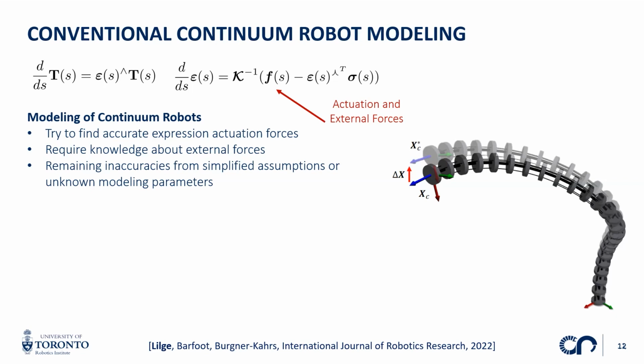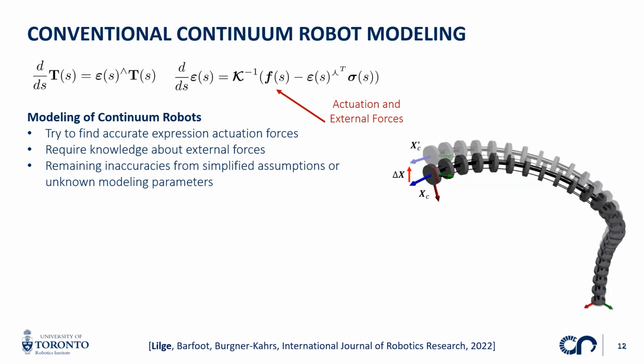And additionally, they usually also need knowledge about external forces to solve for the shape of the robot accurately. So these are already limiting factors. And especially if I try to find good expressions about how my actuation results in distributed forces on the body, often there are simplified assumptions that are made to lead to equations that are actually solvable in real time. One other problem is also that if I model my robot, I often just assume some material parameters or other parameters in my model that might not be accurate.